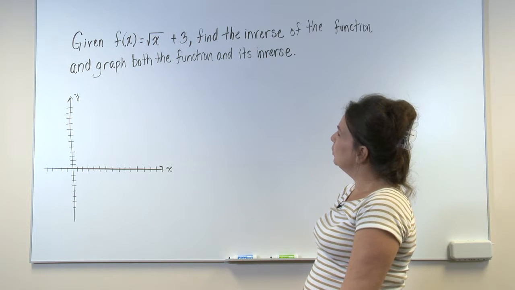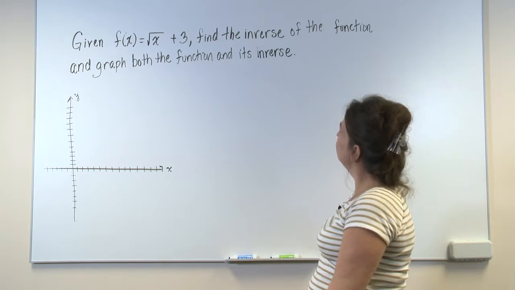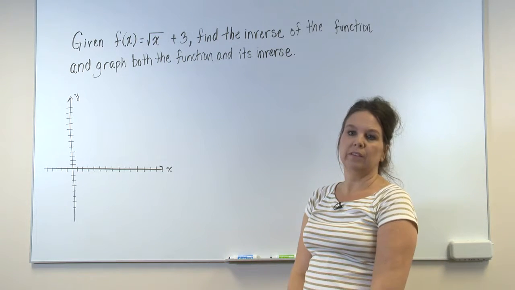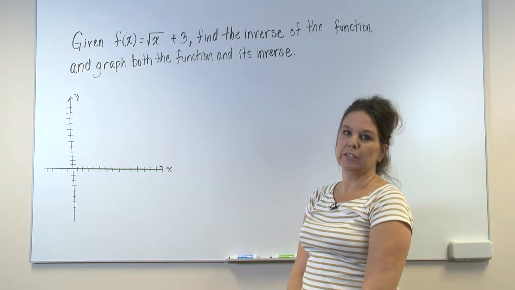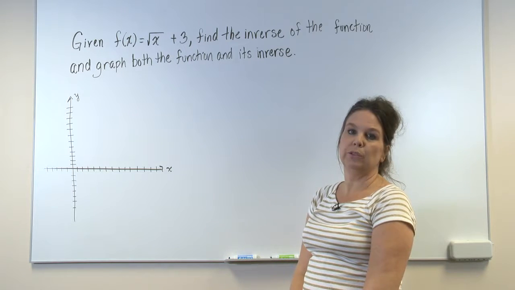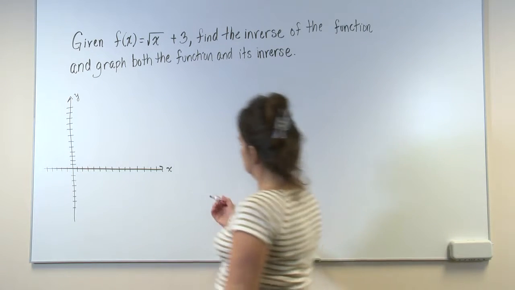of x is equal to the square root of x plus 3. Find the inverse of the function and graph both the function and its inverse. So we're going to begin with the function f of x is equal to the square root of x plus 3.